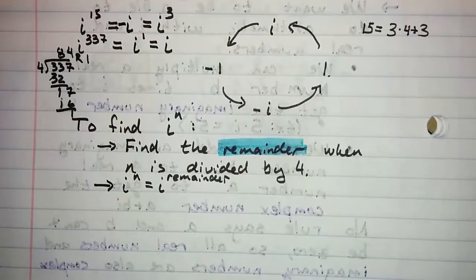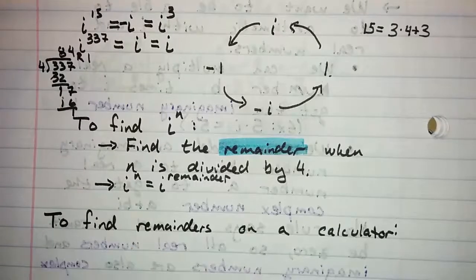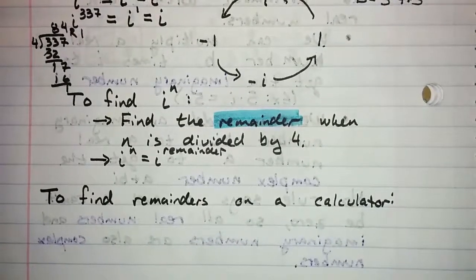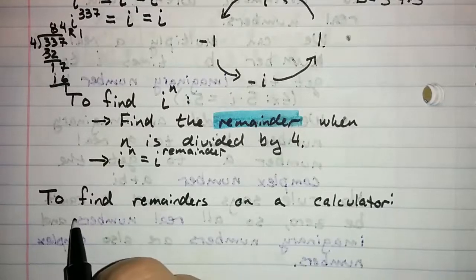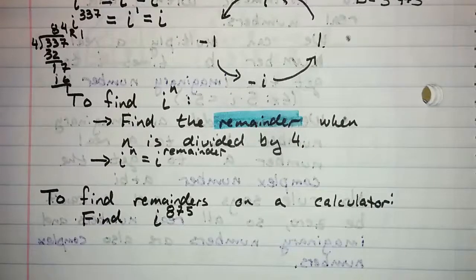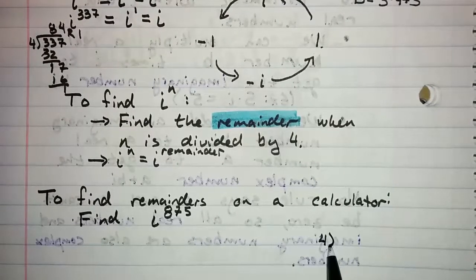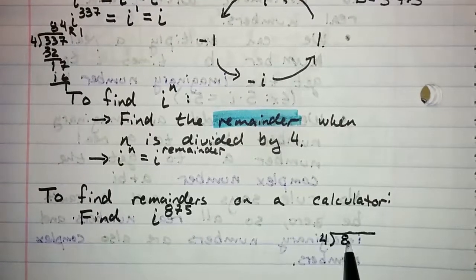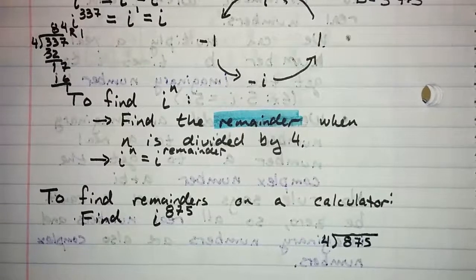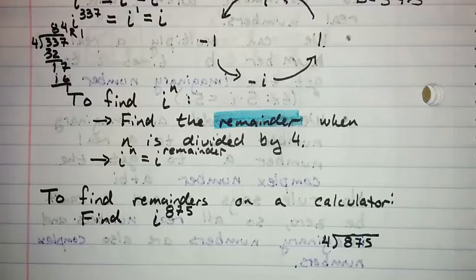All right, let me show you how to find remainders using a calculator. There are several ways to go about this, and some of them are really complicated. I'm going to show you the simplest possible way. So let's say I want to find i to the 875th. And why not? I need to divide 4 into 875. So I'm going to do that on my calculator, just in the usual way.